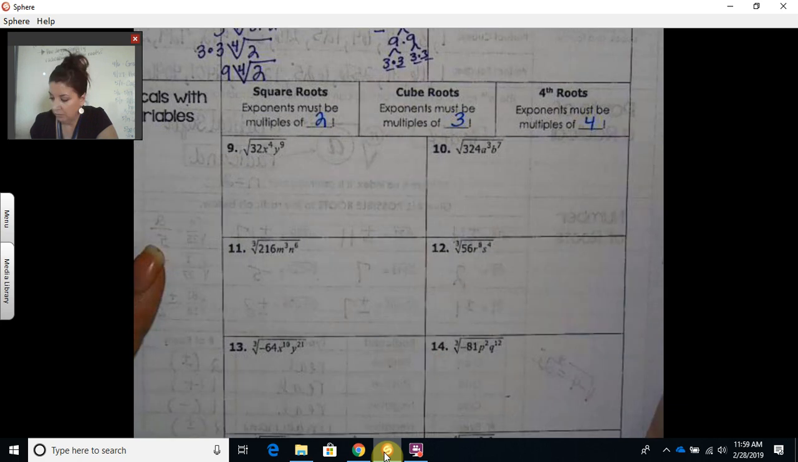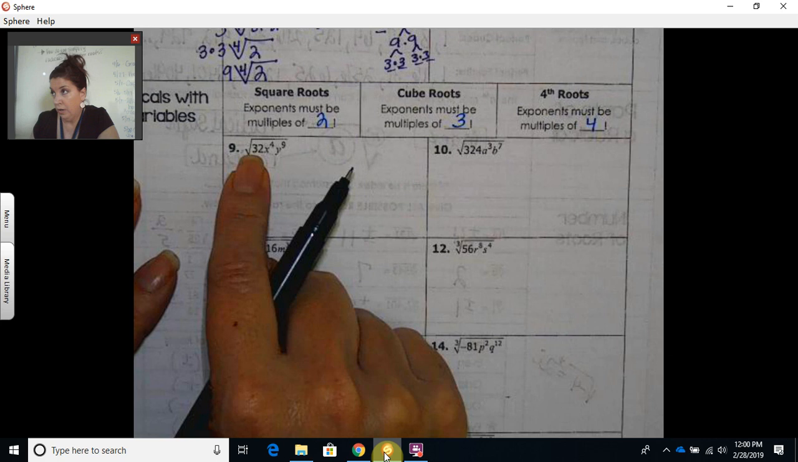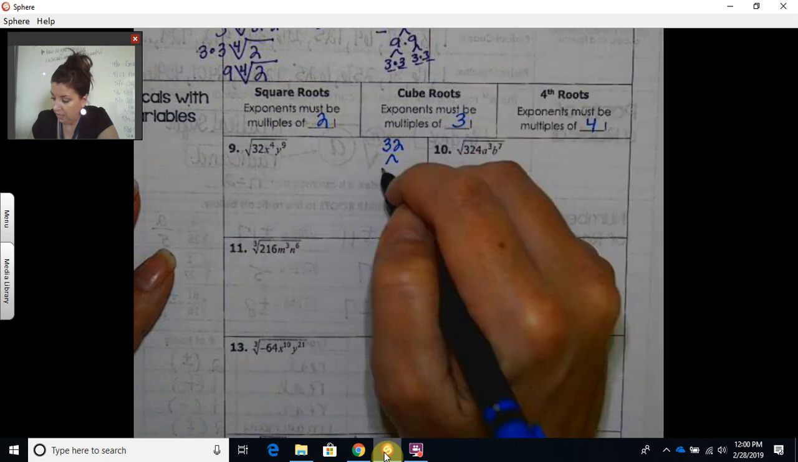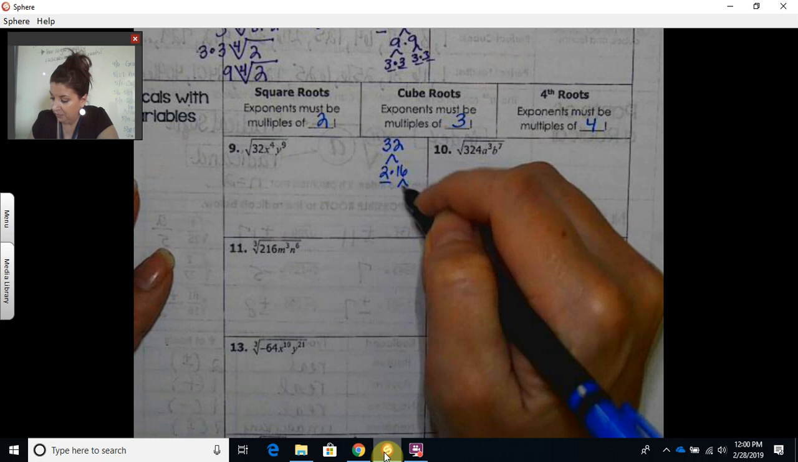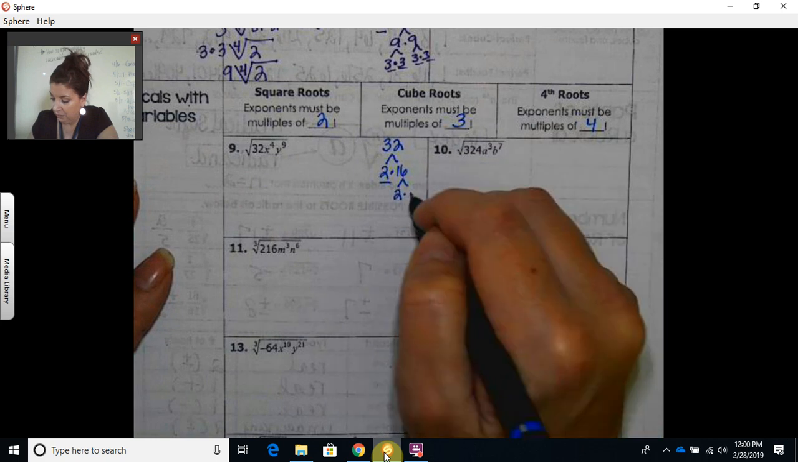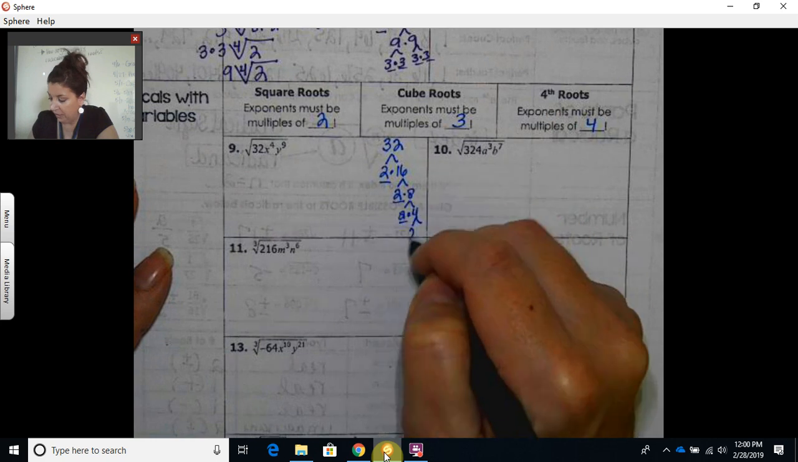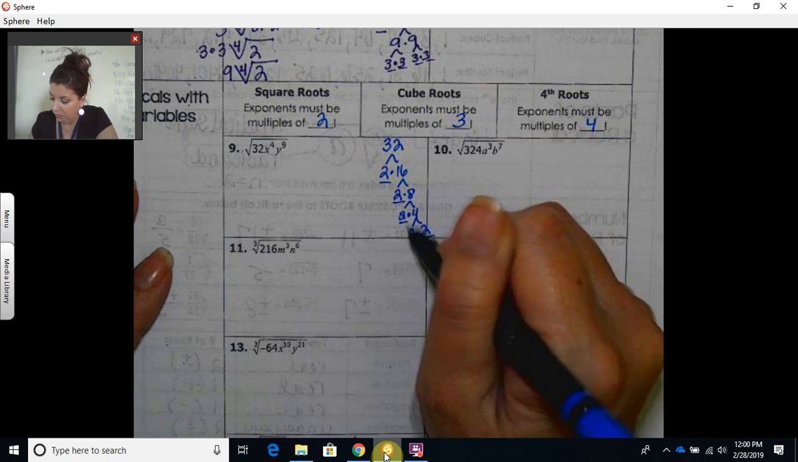What's the index? 2, right? It's a square root. If there's not anything there, it's implied that's a 2. Is 32 a perfect square? No, but we know how to do a factor tree, right? So this part we already know how to do. Give me 2 factors of 32. 2 and 16. Factors of 16: 8 and 2. 2's prime. Factors of 8: 4 and 2. Factors of 4: 2 and 2. So I write all my prime factors down as a review. So I have 1, 2, 3, 4, 5 2's.